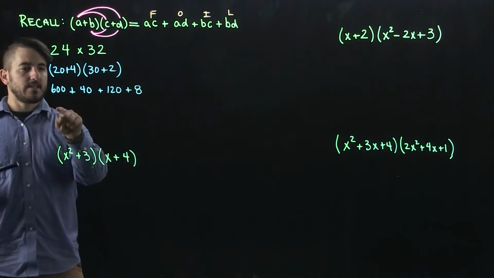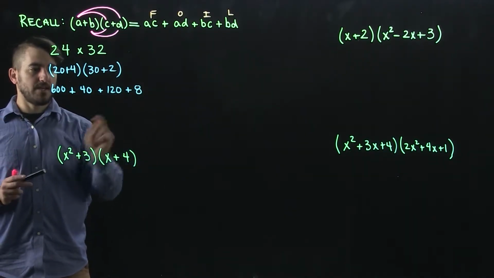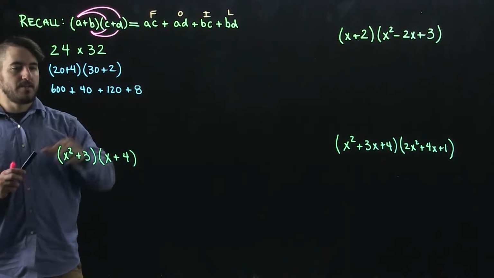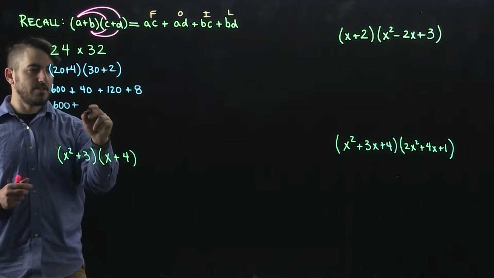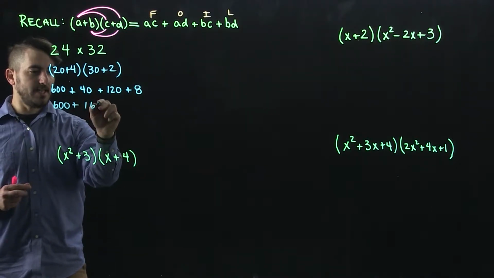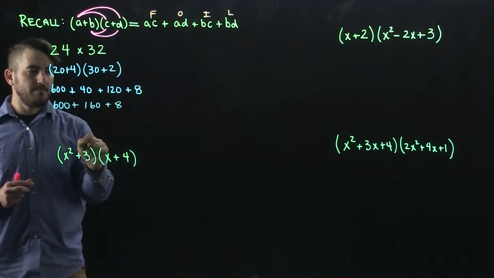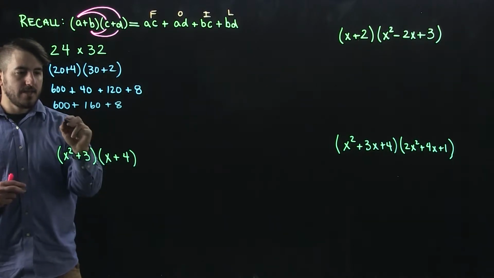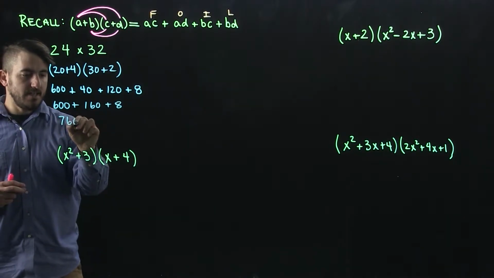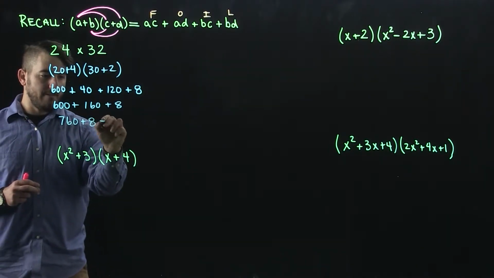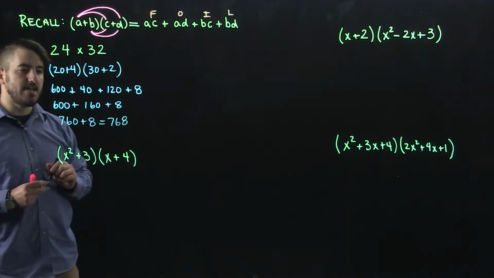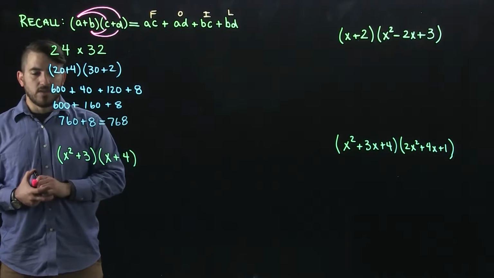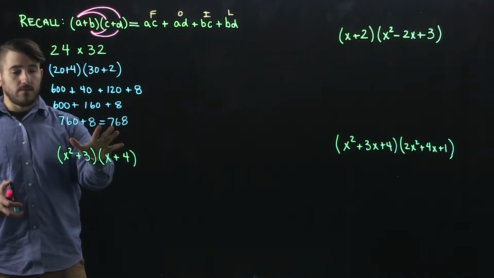And so we get 600 plus 40 plus 120 plus 8. So this is going to become 600 plus, I'll combine these two, that's going to be 160 plus 8. And then add these two together, we get 760 plus 8. And then finally we get 768. Okay, so that is one way to do it.